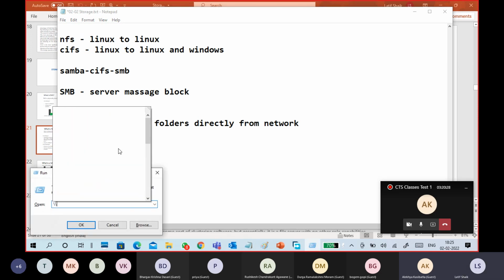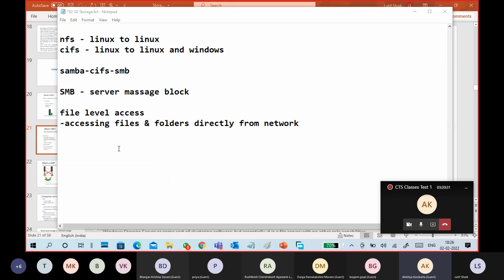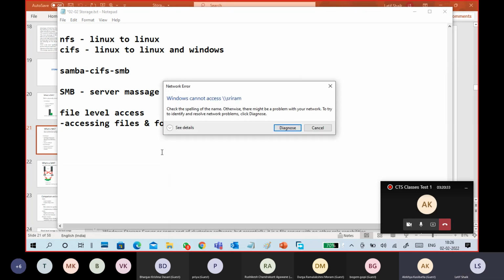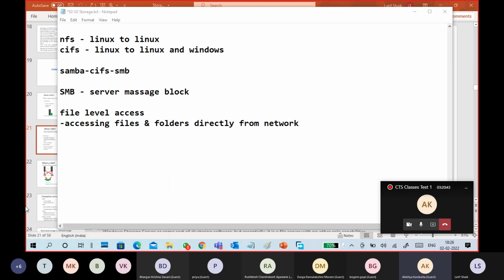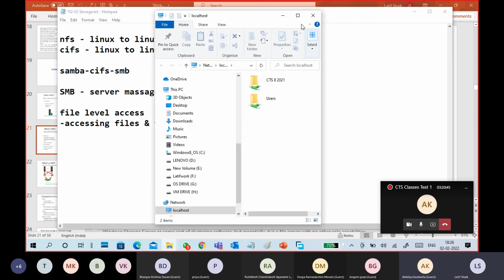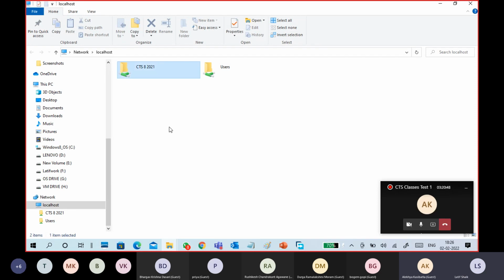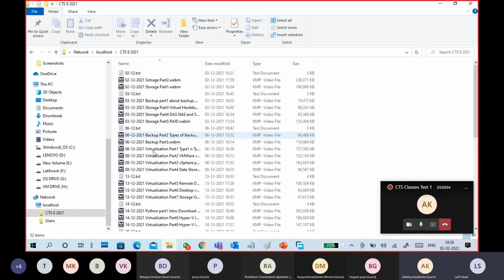When I open a sharing, yeah, it is not working. Okay, look here. I shared a folder, right? Sharing folder. I'm accessing files. See, I have the files directly. I'm accessing the files.